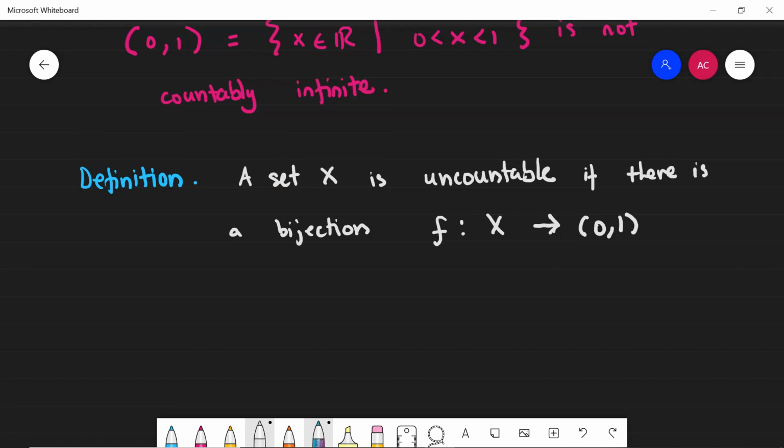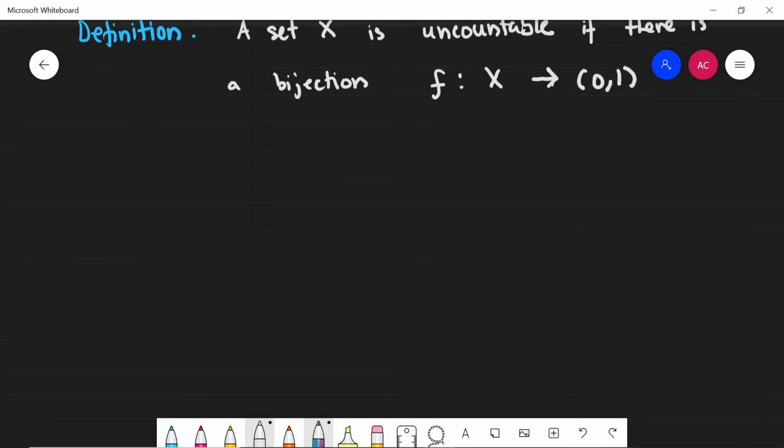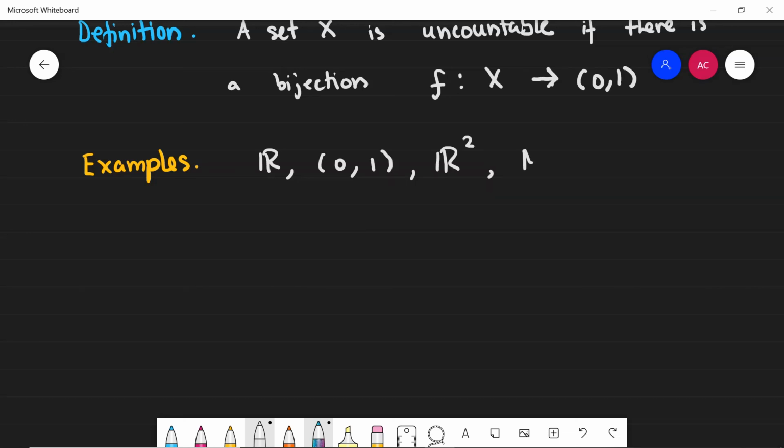Examples of uncountable sets are what we gave at the beginning of class, or towards the middle. We have a plethora of uncountable sets. R is uncountable, of course, as are the open interval from 0 to 1, R squared, the set of 3 by 3 matrices in R, etc. These are all uncountably infinite.